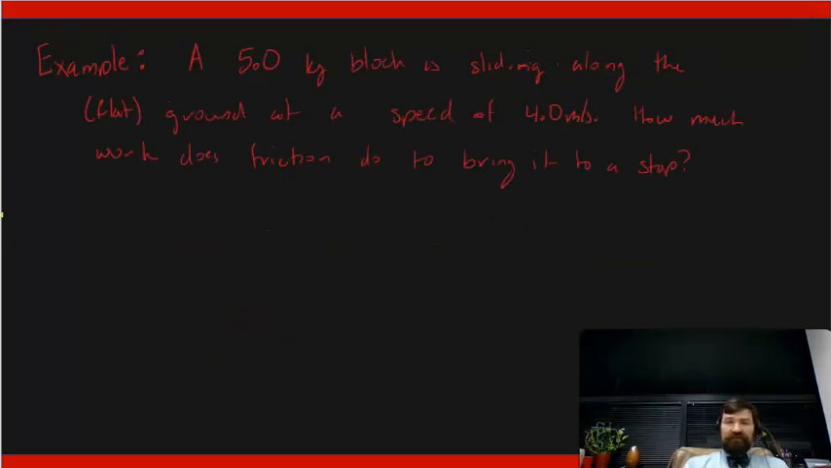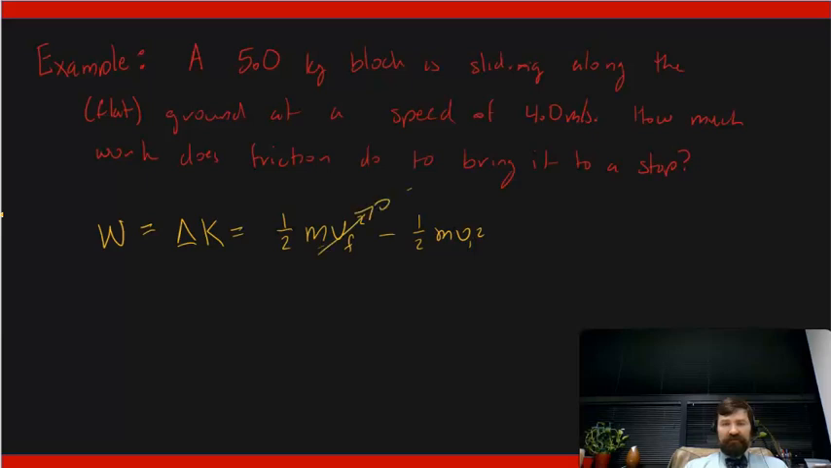Example number 2, we have a 5 kilogram block and it's sliding along the flat ground at a speed of 4 meters per second. We want to know how much work friction does to bring it to a stop. We're kind of neglecting air resistance here. So work should be equal to change in kinetic energy. So that is 1/2 mv final squared minus 1/2 mv initial squared. Finally, it is stopped. So stopped means that this first one goes to 0.